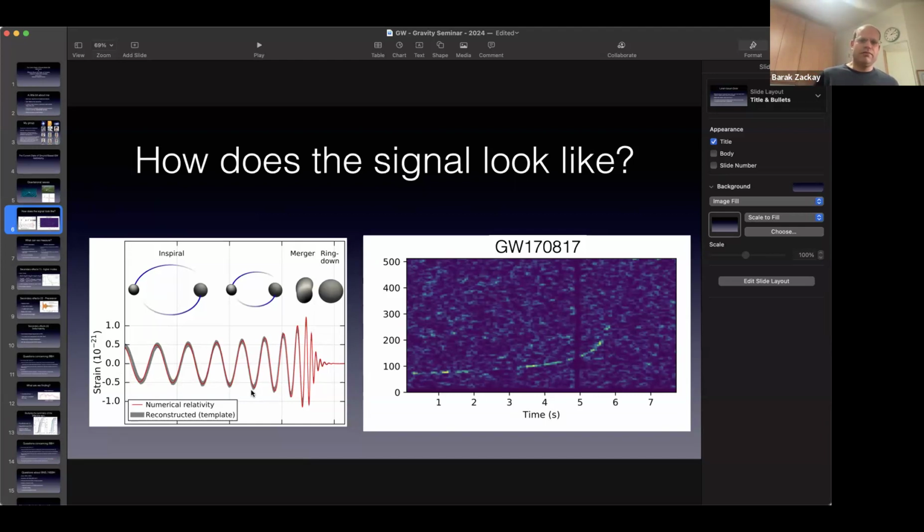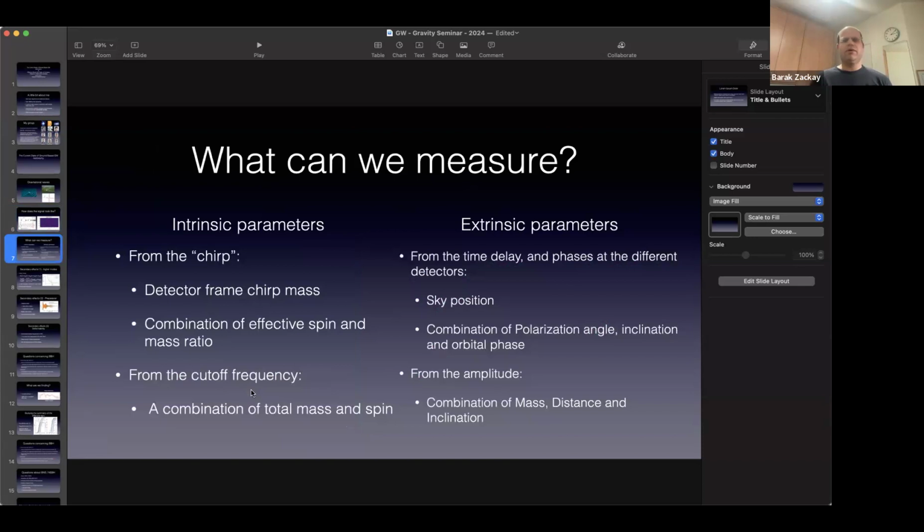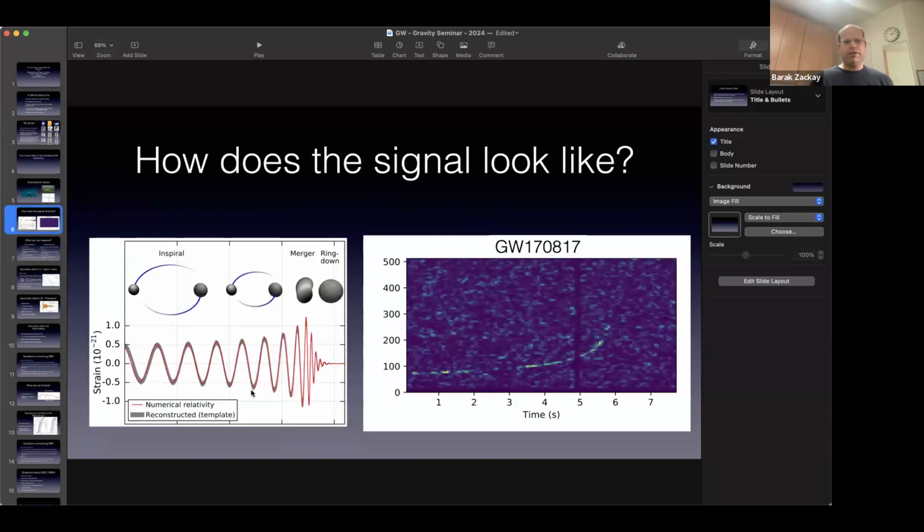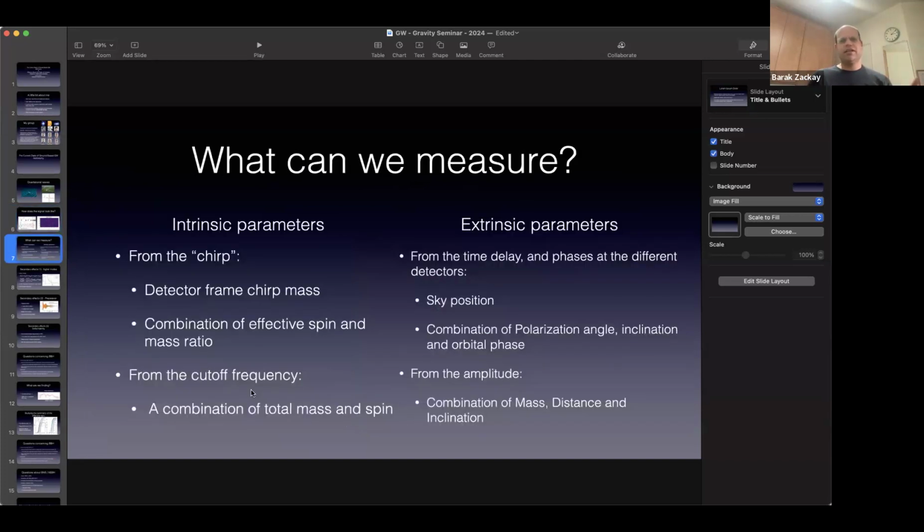Good. What else do I want to say? Okay, so what can we measure? People usually show these plots, and it's really not easy for me or you or any human to work out how you see these images and arrive at masses, spins, where it is on the sky. So I'll try to order these things up a little bit. So we have the intrinsic parameters, intrinsic as in it's intrinsic to the system. It's not related to geometrically how you place it.